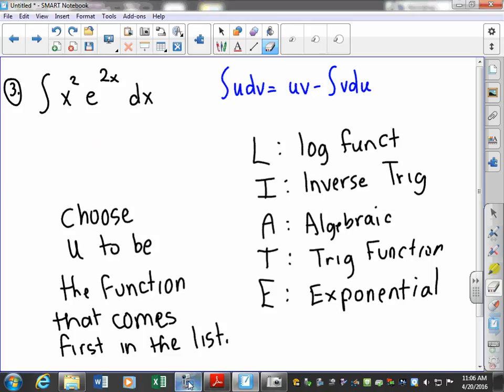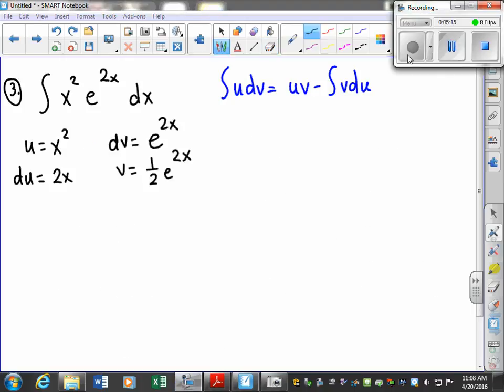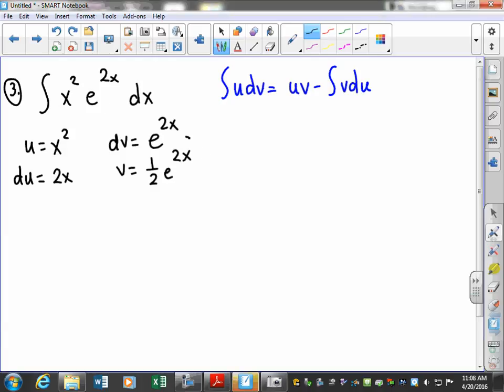Okay, so choosing our u, we have x squared. Our dv as the more complicated e to the 2x dx. Okay, and then our du we calculate, and then we integrate this to get our v, and we have our information to start.